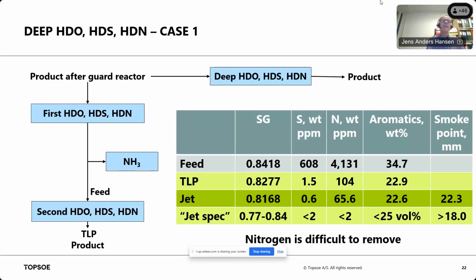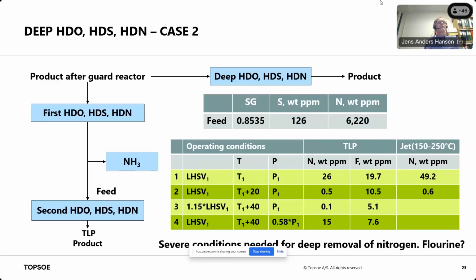But you can see here, nitrogen is very, very difficult to remove, and we were not able to meet that in this test. Then we did another test, and here we produced a feedstock having a nitrogen content of 6,000 weight ppm, and then we treated that using different operating conditions, from operating condition 1 to 4. In condition 1, we had a nitrogen content of 26 weight ppm, and that's higher than 2 or 1.